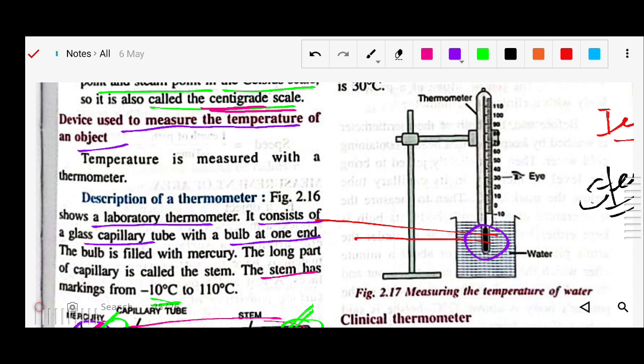You will see the mercury level slowly rise from here, and after some time it stops at a particular point. That is called the stabilized point, and that is the reading you have to take. What is the reading over there? 30. So that is the temperature of this water, right?